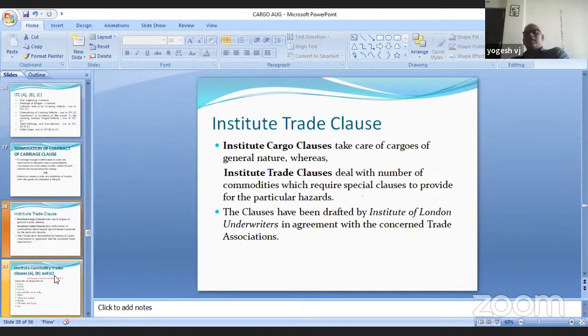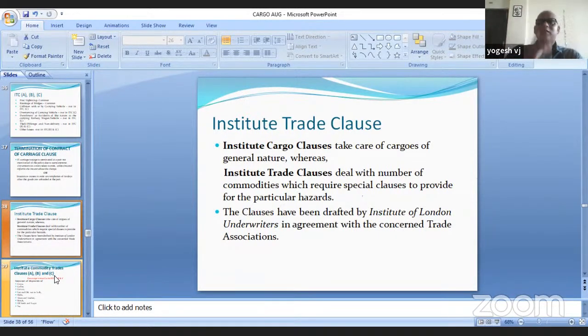Yes. This is what I was trying to focus on. Institute Cargo Clauses take care of cargoes of a general nature. See, Cargo Clauses take into consideration machinery, clothing, electronic equipment. It is a general sort of cargo.